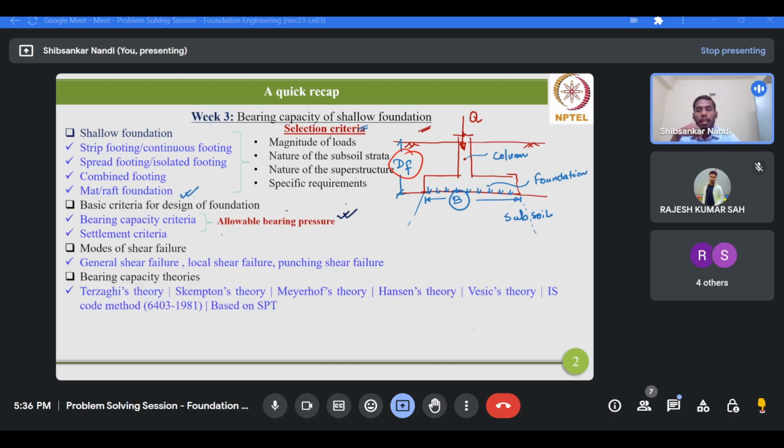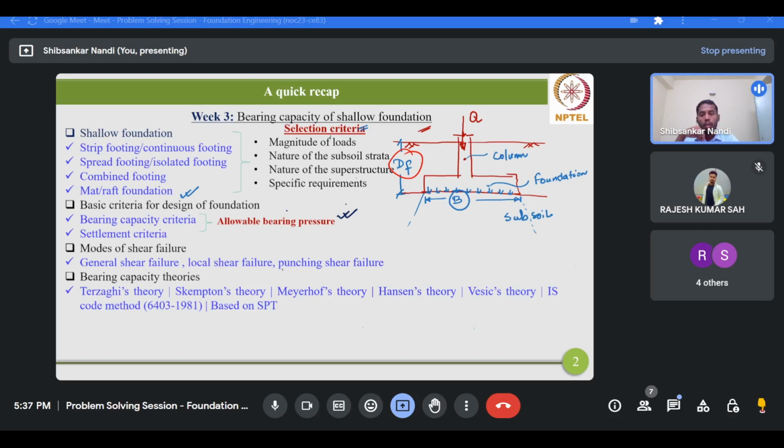Then we have learned different bearing capacity theories. In the literature, you can go through a lot of theories proposed from time to time by different researchers. The first one is Terzaghi's theory, then Skempton's theory, Meyerhof's theory, Hansen's theory, Vesic's theory, the IS code method, and a method based on SPT correlation provided by Teng. These are the theories we have learned.